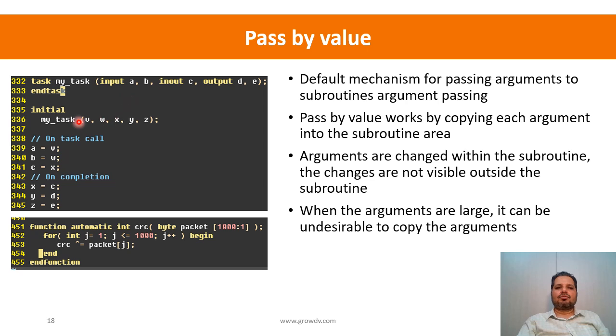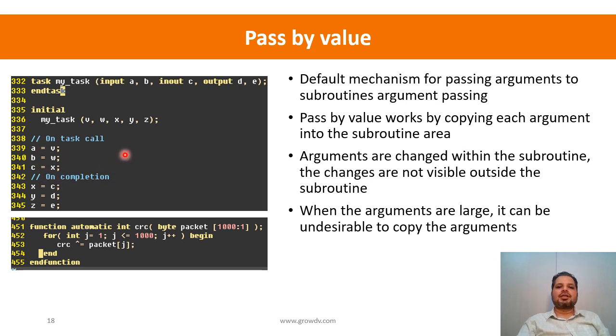The way to understand this is, if I am calling this task, and let's say we have these input variables A, B, and then we have inout variable C, and then we have output D and E. On a task call, what happens is the values of V, W, and X get copied over to this A, B, and C. So that's what it is demonstrating.